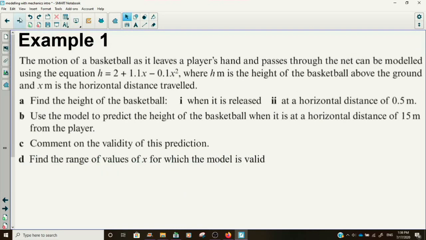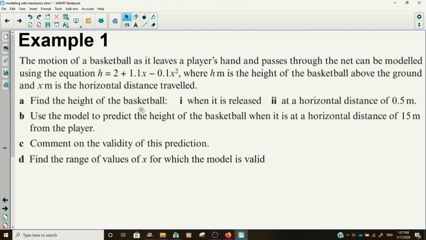Okay, so let's just take a look at an example. Here we have the motion of a basketball. You've got a basketball player trying to throw the basketball into a net, and we've come up with an equation, which is a mathematical model, which predicts the height of the basketball as it leaves the player's hand. We've denoted h to be the height of the basketball. That's one of our variables. x is the horizontal distance from the basketball player, and this model predicts the height above ground.